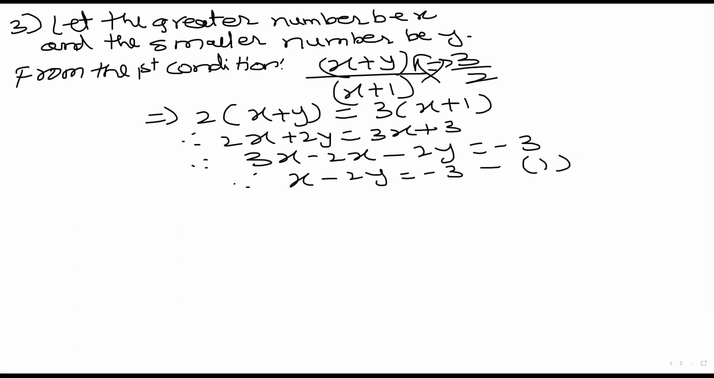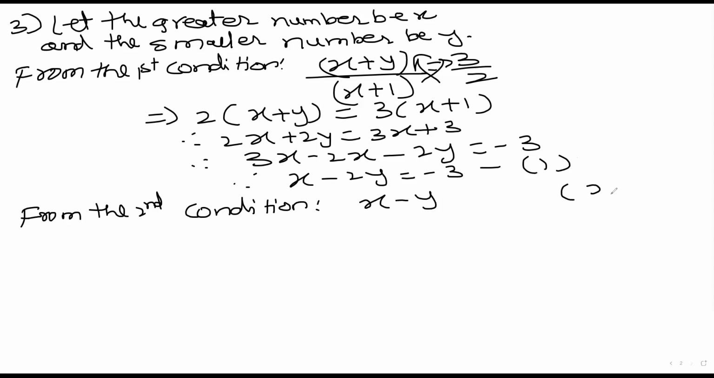What is the second condition? When the difference of these numbers is divided by the smaller. Okay, write down, from the second condition. What is the difference? Difference is x minus y. Why? Because x is greater than y. We have assumed it, and the difference is positive. When the difference of these numbers is divided by the smaller, what is the smaller? y. Then the ratio becomes 1 upon 2.